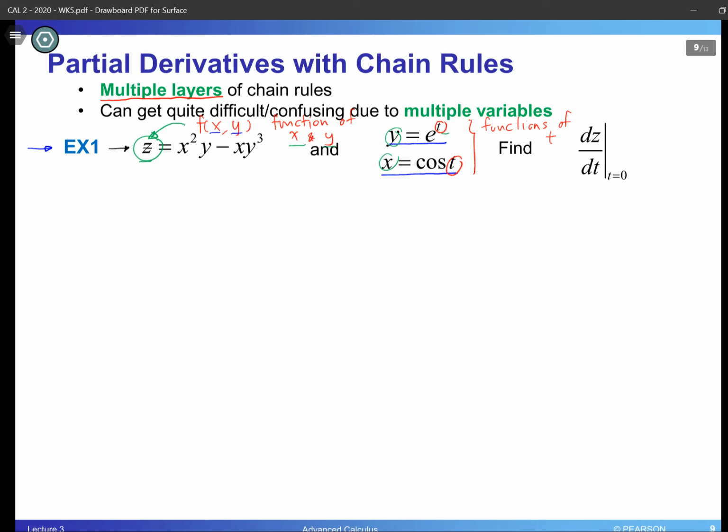dz by dt. Alright, we need to find this first order derivative of z with respect to t. The first thing I'm going to talk about here, oh by the way, we are supposed to find this dz by dt at t equal to 0. So in the end, don't forget to plug in t equal to 0 into your dz by dt. Alright, back to this dz by dt.